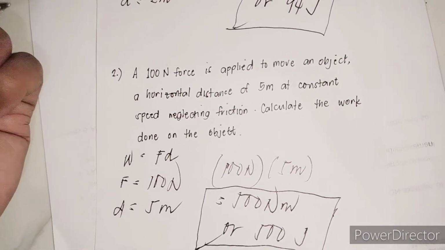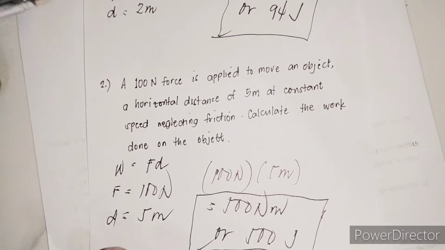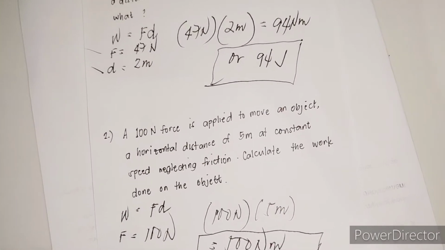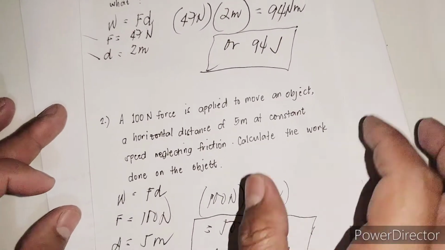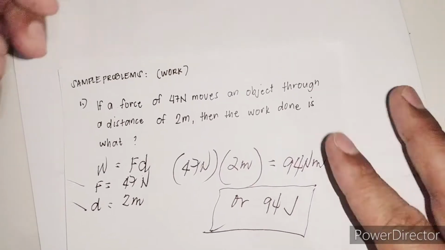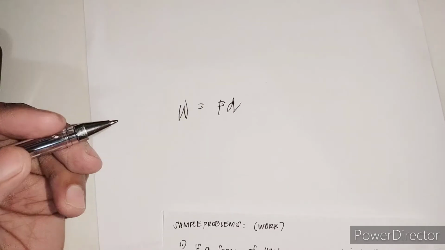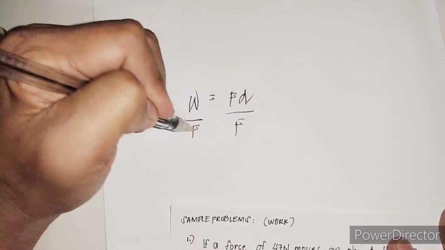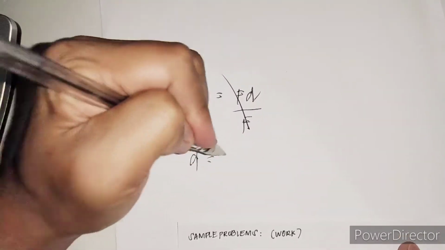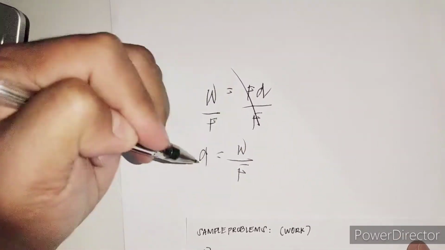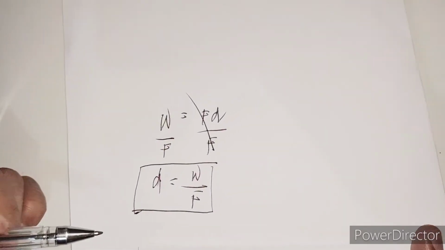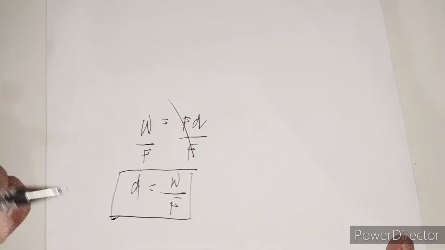Mayroong tanong, Ma'am Tintin. Sir Jason, paano kung ang kukunin ay force? Paano kapag ang kukunin ay distance? Pinakita ko na noon kung paano mag-derive. O sige na nga, dahil love natin sila, ipapakita natin ito. This is our original formula. Kapag ang hinahanap natin ay force, let's divide both sides by F. Okay, cancel F. So the distance is equal to work all over force. Oh, sorry na, kapag ang hinahanap ay distance. Kapag ang hinahanap naman ay work, okay?